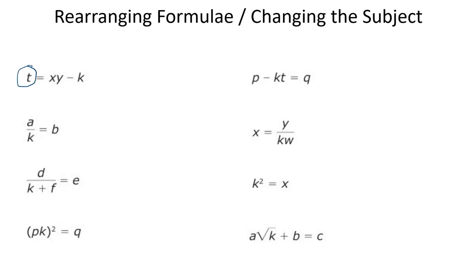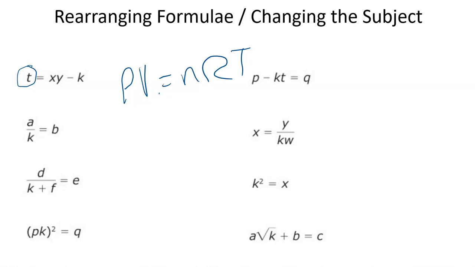Well, it's this here. It's the letter on one side that equals the rest. So this is a formula because it has a subject. If you had something like PV equals nRT, that is not a formula, that's an equation, because you've got something complicated on one side and something complicated on the other side, so it's just an equation.